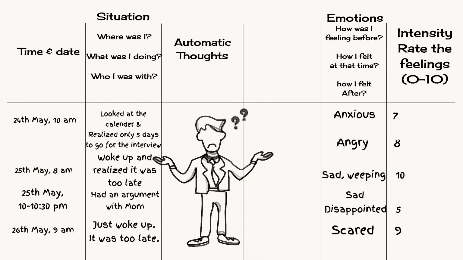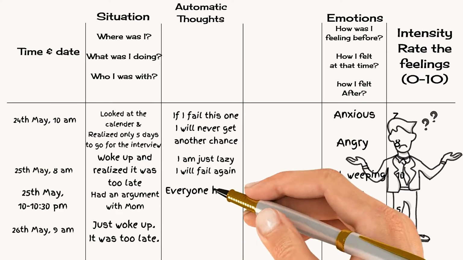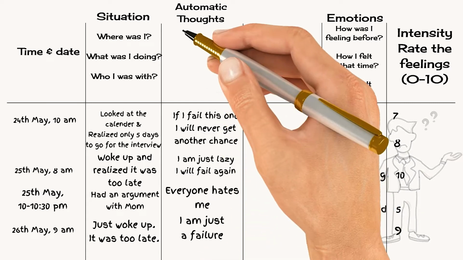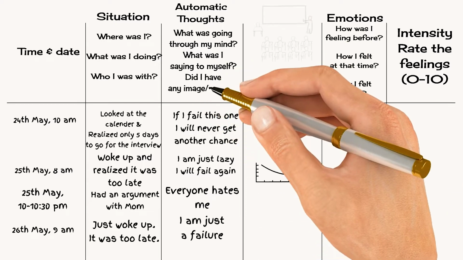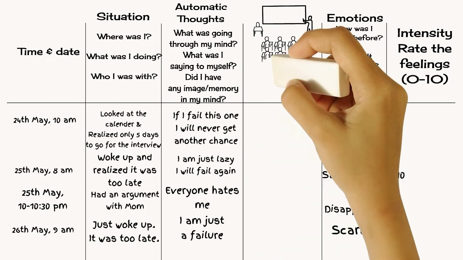Now, record the thoughts that were inducing these emotions. You can ask yourself, what was going through my mind in that moment? What was I saying to myself? Did I have any picture, image or memory in my mind?